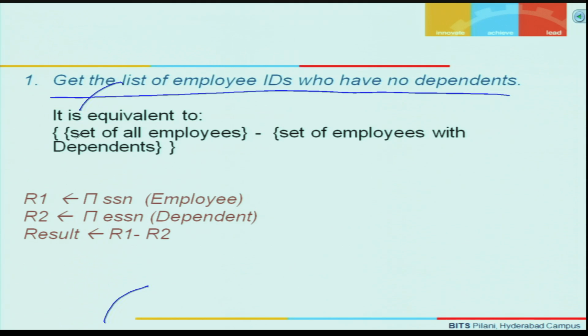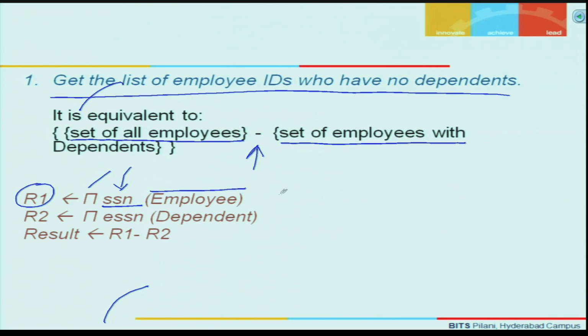The simple thing is, if I can get the set of employee IDs, and the set of employee IDs who have at least one dependent, and then perform a minus operation on these, then I will get the employee IDs of employees who do not have any dependent. So first get the list of employee IDs: go to the employee table, apply the projection operation, project on SSN, and store the result in R1. How many columns are there in R1? Since I am projecting on SSN, the degree of this relation is going to be 1.